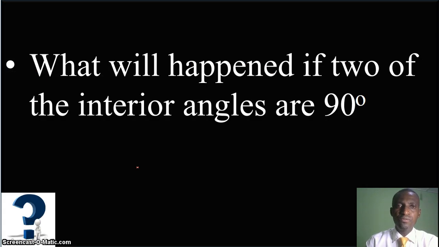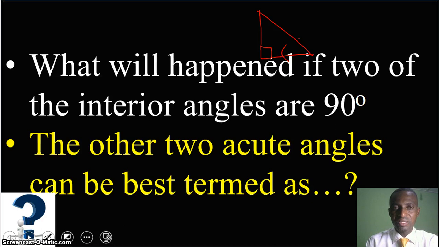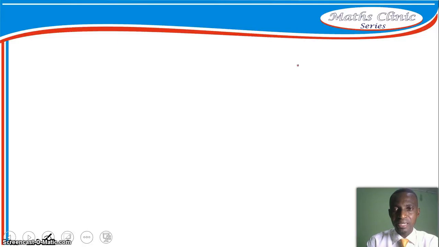What will happen if two of these interior angles are 90? If the right angle triangle is here, and this is 90, and here too is 90, what will happen to this? Well, I believe you know what to say for that. The other two acute angles can be best termed as what? So far as this is 90 degrees, there's no way the angle here can be 90, or this can be 90. These two angles must automatically be acute angles, and we normally call them complementary angles. So they are complement to each other in a right angle triangle.